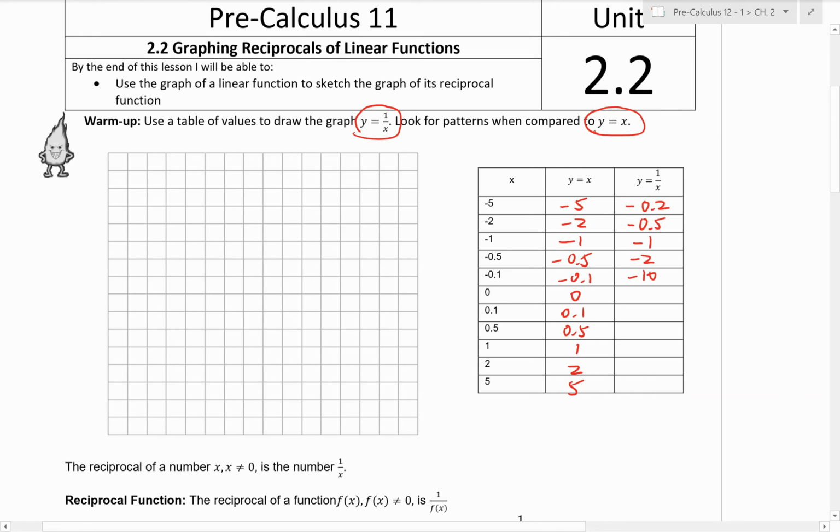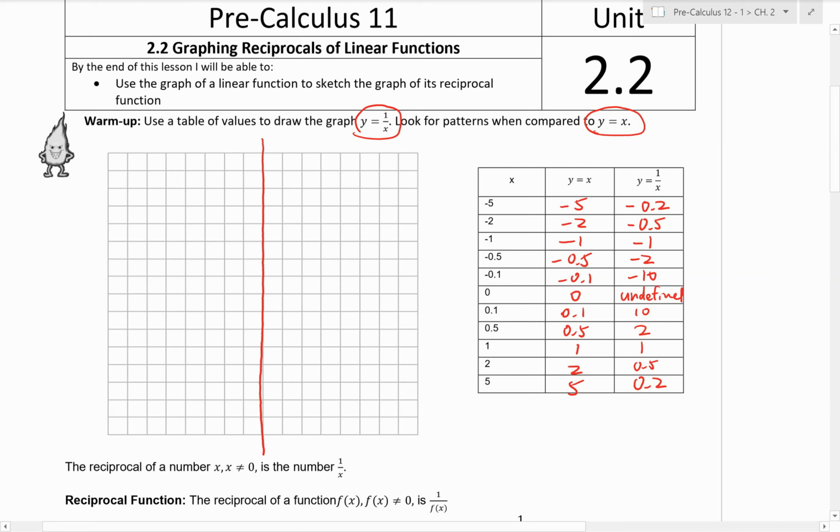Now, here we hit 0. 1 divided by 0 is, recall, undefined. Okay, so you can't really divide by 0. So this is undefined. 1 divided by 0.1 is 10. 1 divided by 0.5 is 2. That's 1. That's 0.5. And that's 0.2. Okay, oh shoot, I should have used two different colors for the table of values.